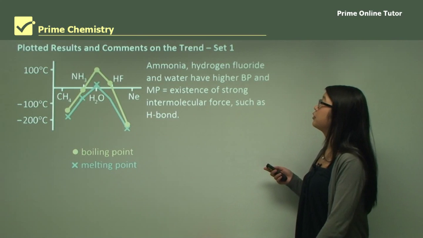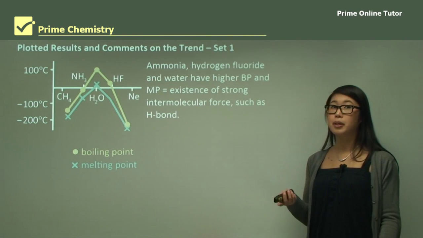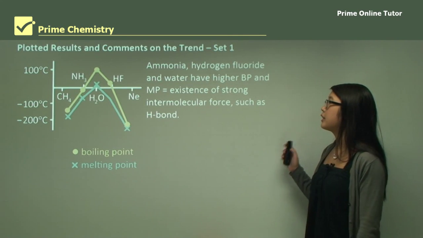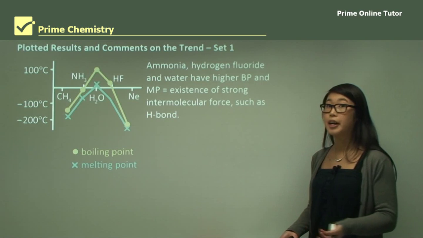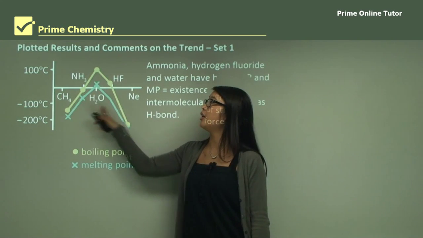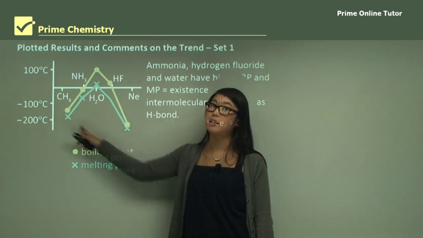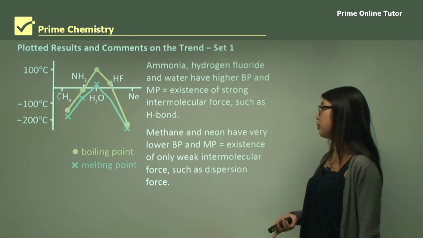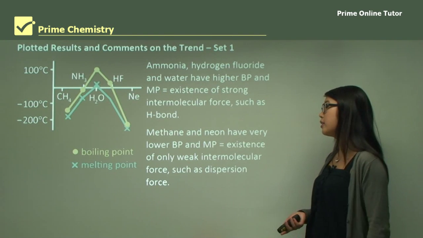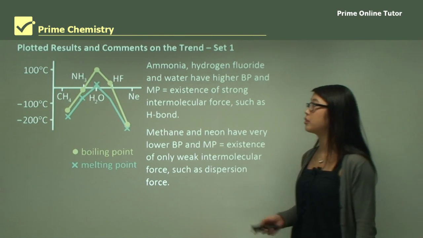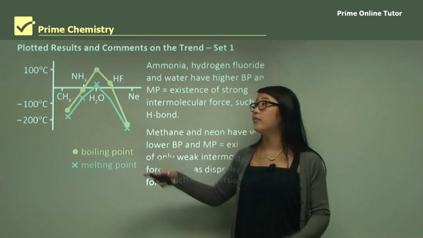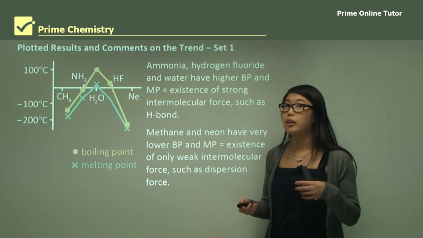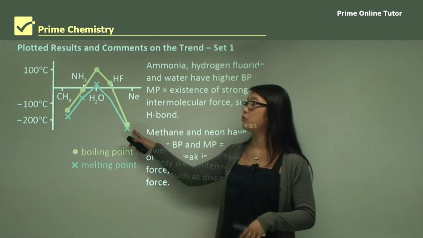Ammonia, hydrogen fluoride, and water have higher boiling points and melting points, so we write BP for boiling point, MP for melting point, because of the existence of strong intermolecular forces such as hydrogen bonds. That's why these ones here are quite high compared to these ones here. Methane and neon have lower melting points and boiling points because they only really have weak intermolecular forces, and these are dispersion forces. Dispersion forces are weaker, letting them have low melting points and boiling points, because we don't need to put much energy into it to break them apart.